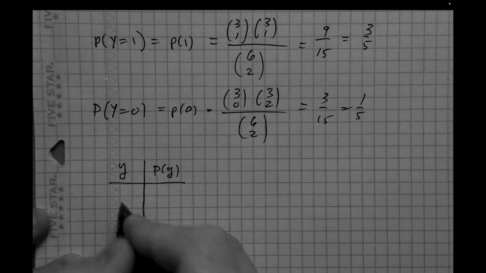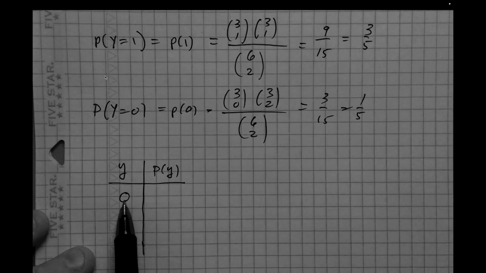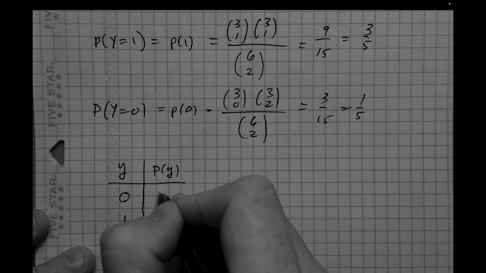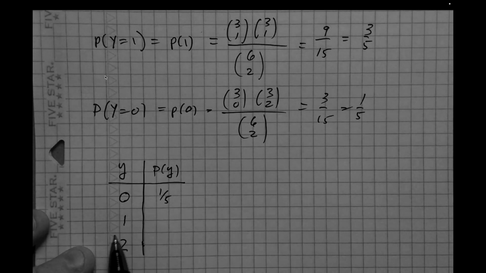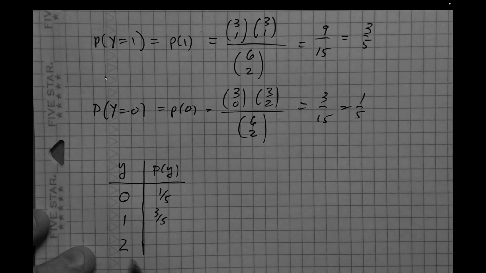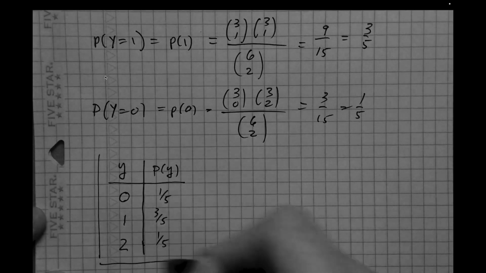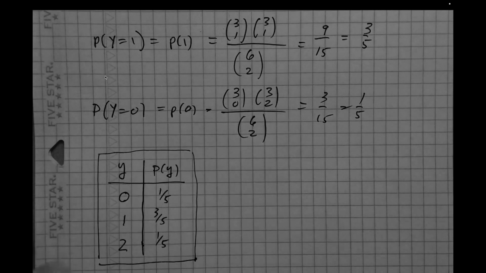Okay, and so we said y can be 0, it can be 1, or it can be 2. The probability of 0 is 1/5. The probability of 1 is 3/5. And the probability of 2 we found to be 1/5 as well. Right? So this is a probability distribution for the random variable y, in table form.